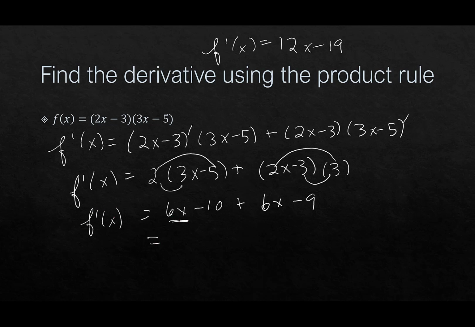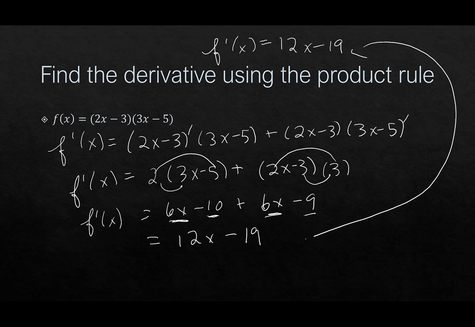I can combine the 6x and 6x, that gives me 12x. Negative 10 minus 9 is negative 19. Comparing the two, you can see we get the same thing.